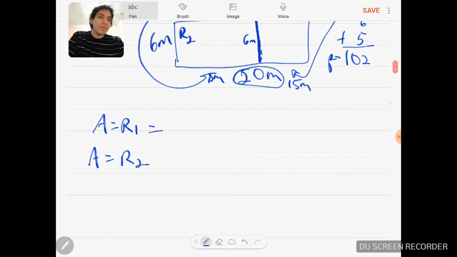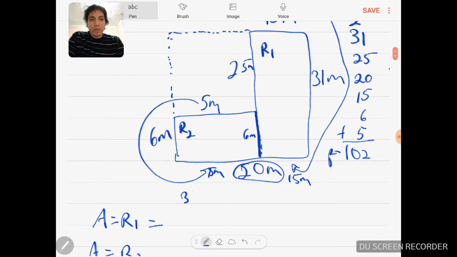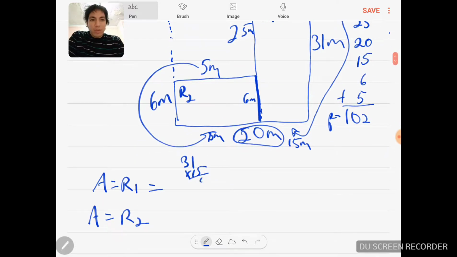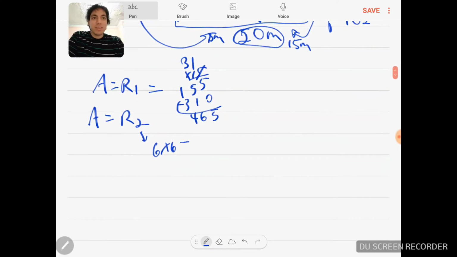So for rectangle 1, you take 15 times 31. What is that? That will be 5 and then 15, and then I get this much, 465. And for the other rectangle 2, my area is going to be 6 times 5. I put 6 times 5, and my answer is 30.